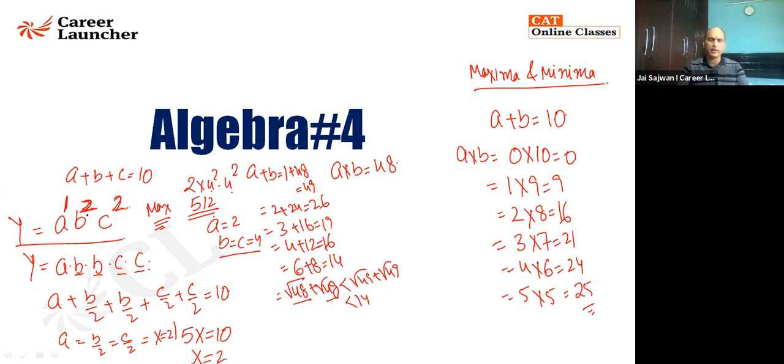Siddhant, I divided it by 2 because b square was coming, so b is coming twice here. If you write b/2 into b/2 into c/2 into c/2, it will look better because these are constants. So I'll get a b square c square. Is it fine, Siddhant?